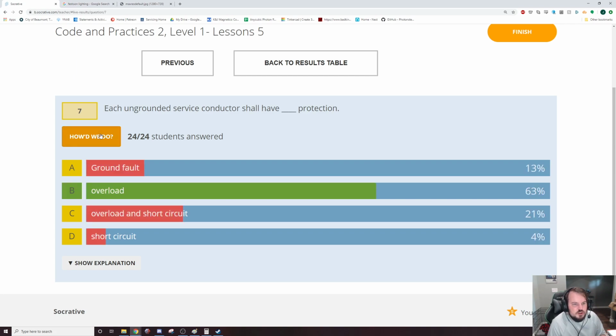Each ungrounded conductor, so each hot, shall have overload protection. If you flip to overcurrent protection, service equipment, it's not service equipment. No, there it is. Service equipment overcurrent protection. It tells you the ungrounded conductor, and there's a whole paragraph on this one. That is 230.90A.